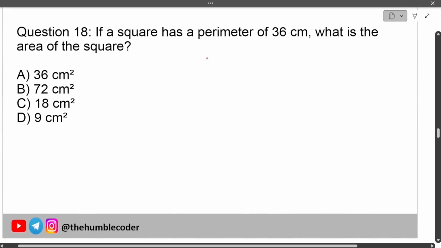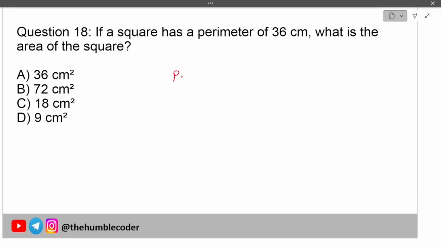If a square has a perimeter of 36 centimeters, what is the area of the square? Okay, for this one you should know the perimeter formula. So the perimeter formula is what? 4 into side. Okay, so we are given the perimeter value, which is 36, so 4 into side is equal to 36. So the side is what? 36 by 4, which is 9.